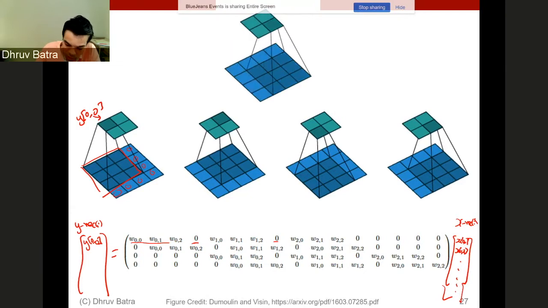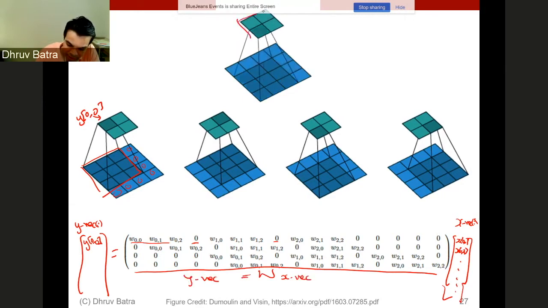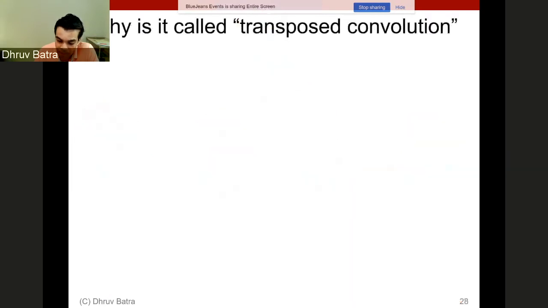Two-dimensional convolutions can also be expressed as this particular matrix W being multiplied by x vec to give you a y vec, where y vec represents this output y strung out as a vector. So first of all, this reminds us again that convolutions are linear operations, whether one-dimensional or two-dimensional. But second of all, it gives us a very nice handle into why something might be a transposed convolution.